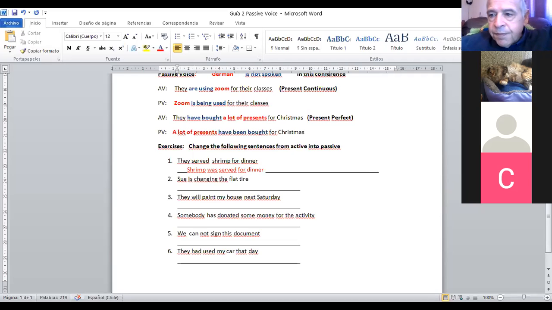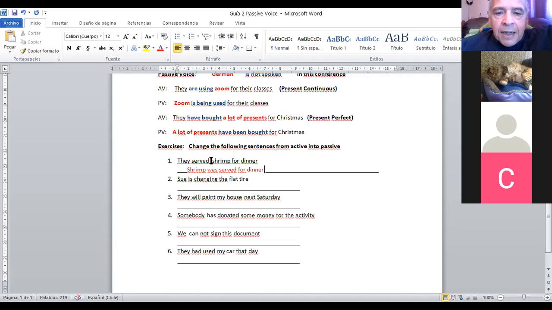Active, passive. ¿Sí? Yes. Ellos sirvieron camarones para la cena. Se sirvió camarones para la cena. Ya. Omitimos el ellos porque no pasa nada. Ya. O sea, no significa nada en la frase. Usarlo así. Shrimp was served for dinner.